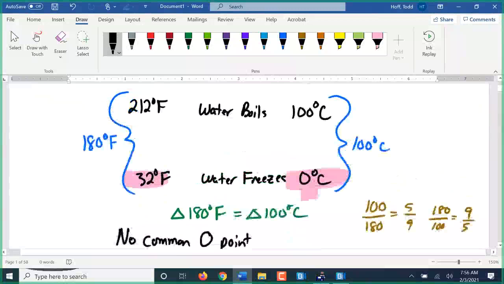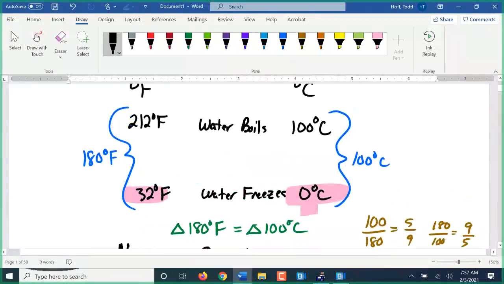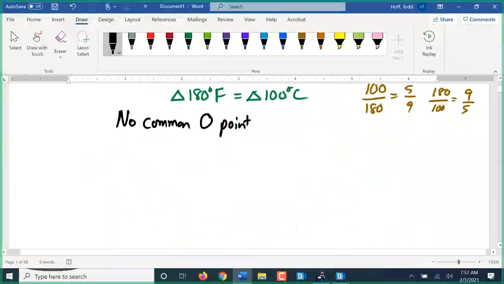Temperature, there's no common 0 point. 0 degrees Celsius does not equal 0 degrees Fahrenheit. So because of that, we can't just use a simple conversion factor. We can't use a simple proportion or a dimensional analysis conversion factor. We have to use those formulas.